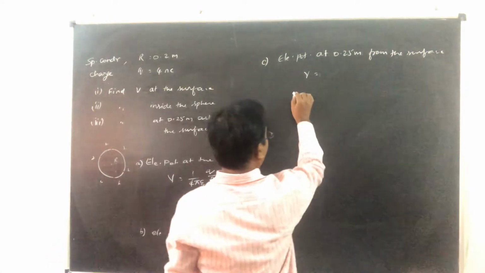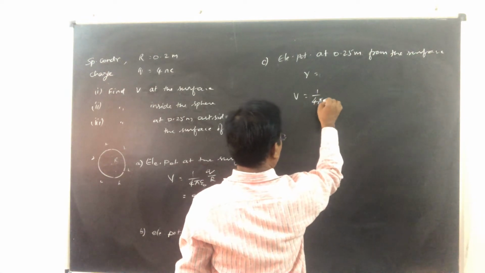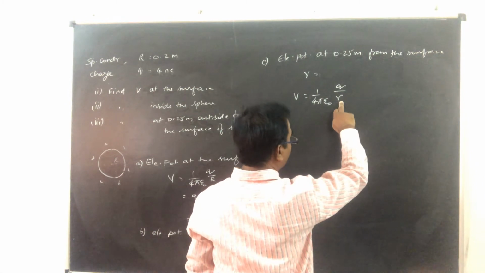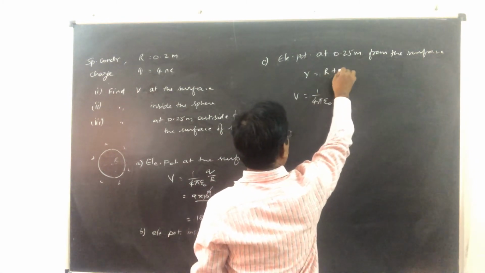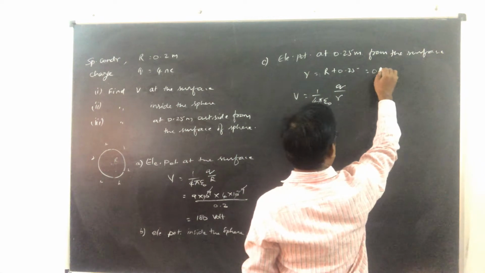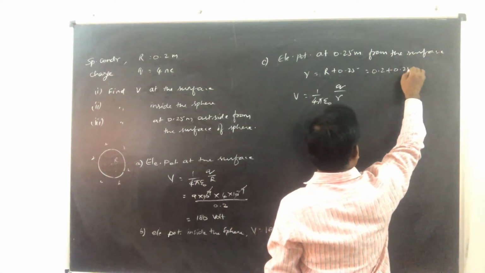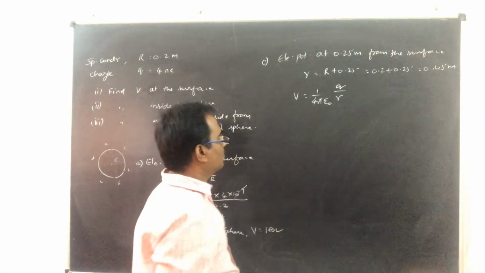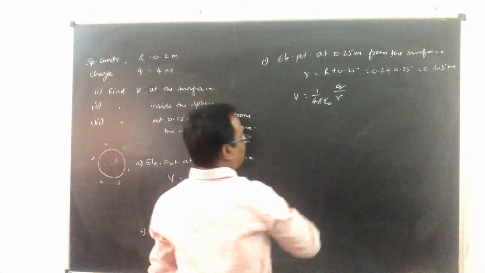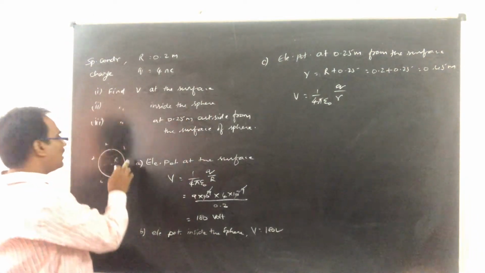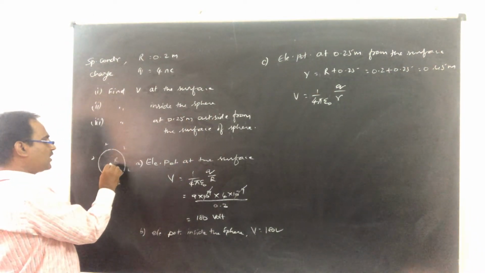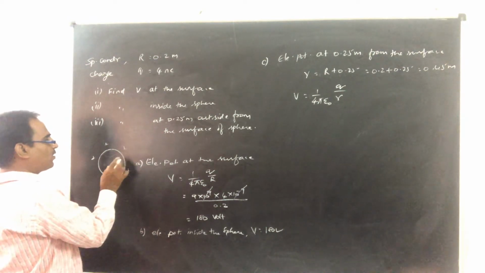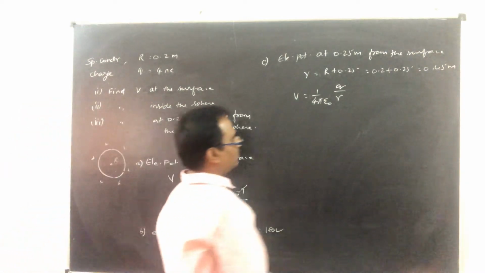So in finding this potential, this is the formula, Q divided by R. What is this R? It is the distance from the center. So this is R plus 0.25. So 0.22 plus 0.25. It is 0.45 meter. So R means we have to take this value because the charge on the spherical conductor acts like a point charge at its center. So from the surface, 0.25 means from the center it becomes 0.45.